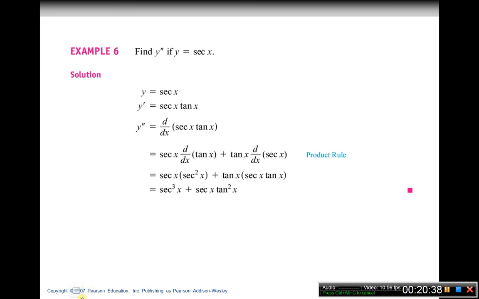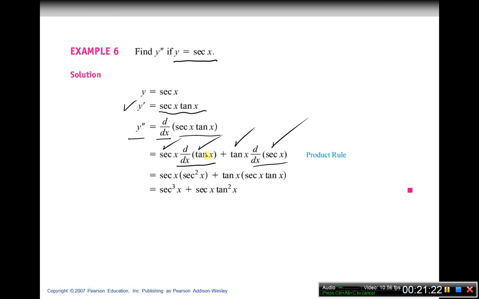Now, we're going to find the second derivative of the function y equals secant of x. The first derivative of secant of x we were given on a previous slide. The derivative of secant of x is secant of x tangent of x. So to find the second derivative, we take the derivative of a product, secant of x tangent of x. Well, that's going to be the first, which is secant of x, times the derivative of tangent, plus the second, which is tangent of x, times the derivative of the first, which is the derivative of secant.